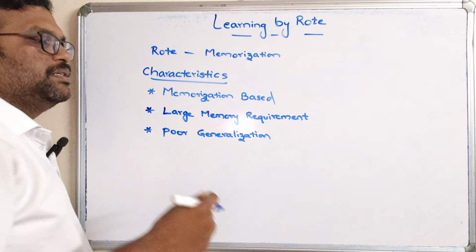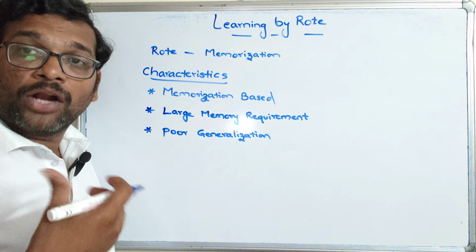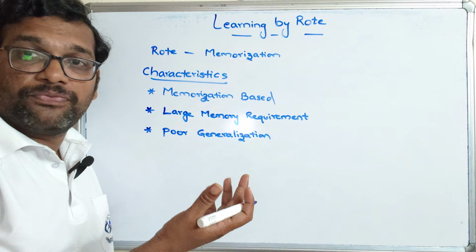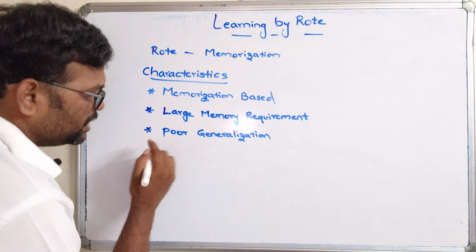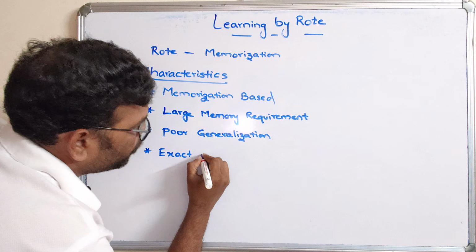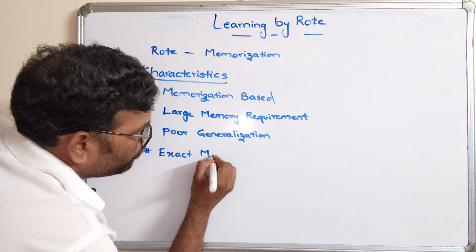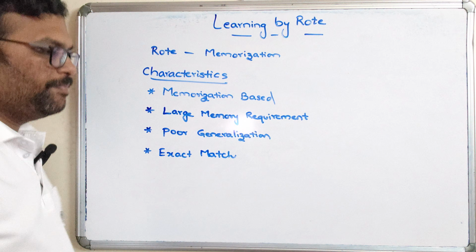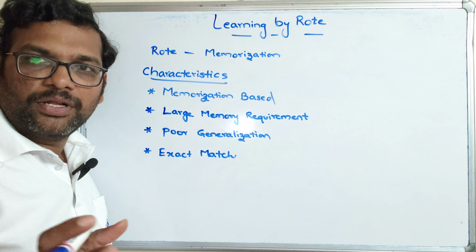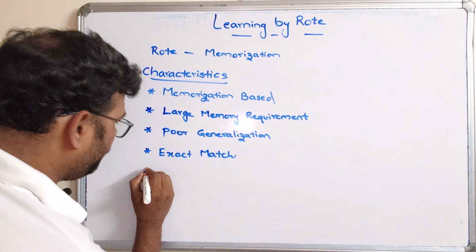Next, poor generalization. Generalization means responding for the unknown data. That is not possible here, so it is unable to respond for unknown data. How will it produce the output? Whenever there is an exact match. Even if there is a small deviation, it will not respond. So exact match.